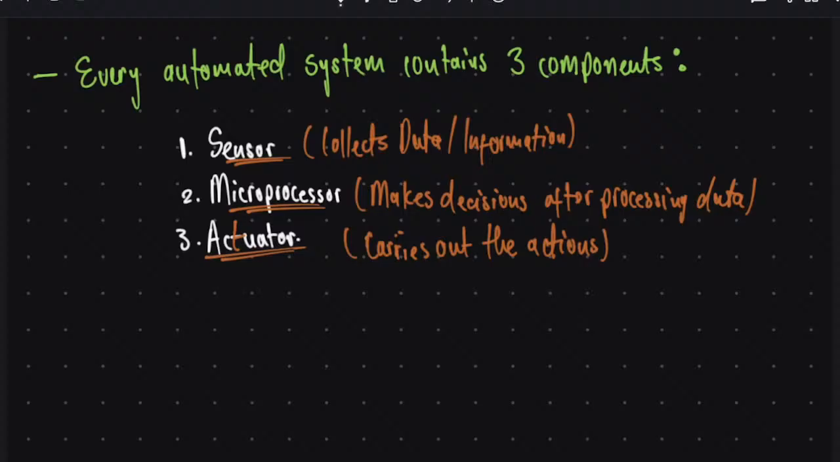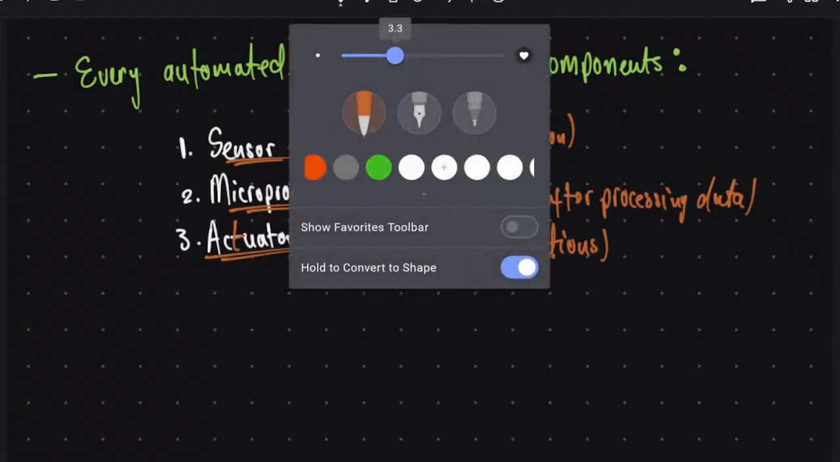So any automated system should have how many things? You want to design an automated system. It should have a sensor, a microprocessor, and an actuator. Right, those three. Well done.